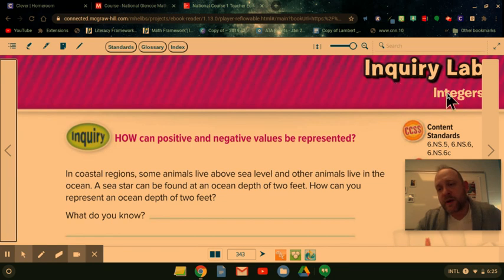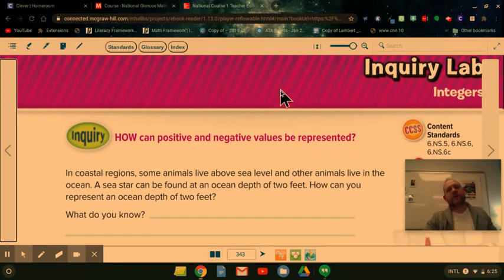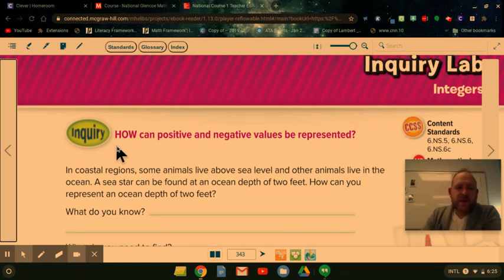So today we're going to be dealing with integers, if you hadn't noticed. And if we read here, this question says, how can positive and negative values be represented? So again, we're going to be dealing with positive and negative integers and how we can use those to represent things in the real world. Now, this is going to be your grade for today, this Ed puzzle. So make sure that you are paying attention as we go through. Make sure you're answering all of the questions to the best of your ability, because this will make or break your points for today.